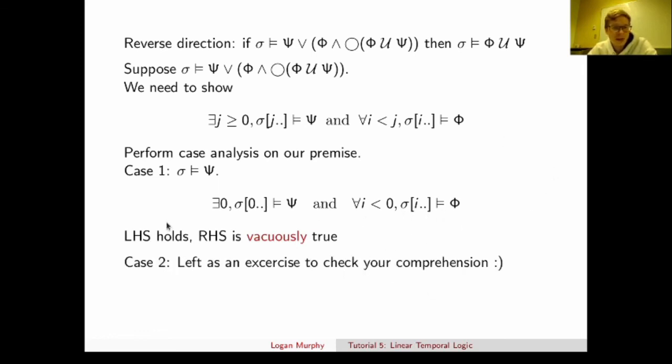And the second case, where the premise is sigma satisfies this conjunction, the proof of that to get phi until psi, I'll leave as an exercise to check your comprehension. You should be able to look at the forward direction of this proof to get the idea.